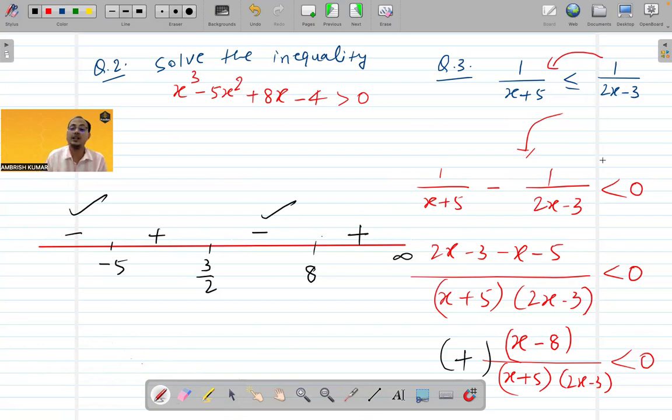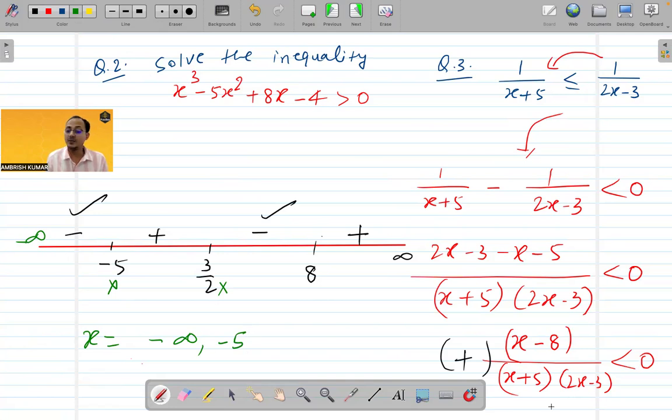But here we have the equality sign. Equality sign means this negative 5, 3 by 2 and 8 can be part of the answer, provided they are not the numbers that we get from the denominator. So see carefully. This negative 5 and 3 by 2 we are getting from the denominator. So these 2 numbers you cannot take as part of the answer. So how can we write the answer? See here. So negative infinity up to negative 5. So x could be negative infinity up to negative 5.